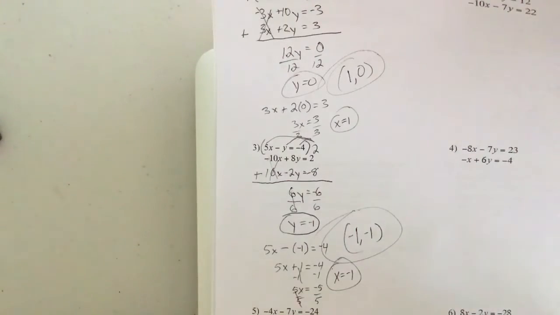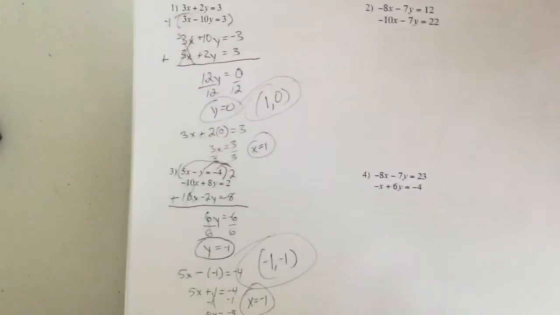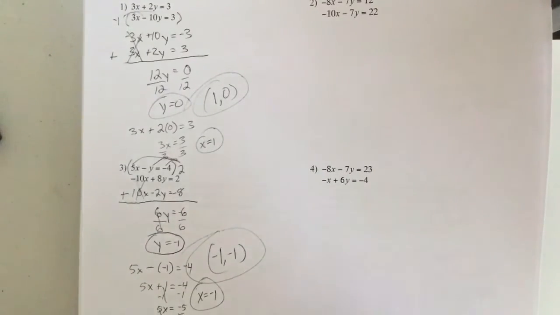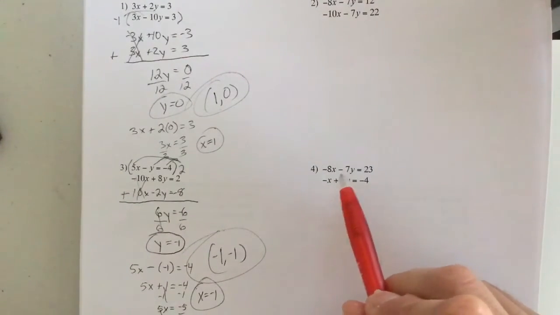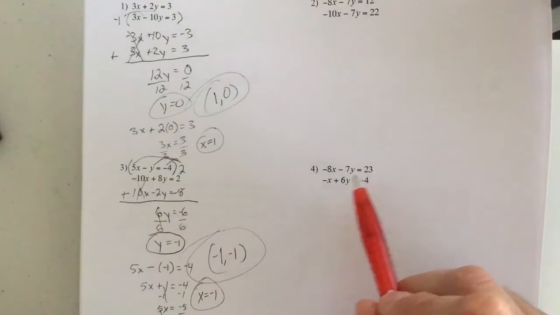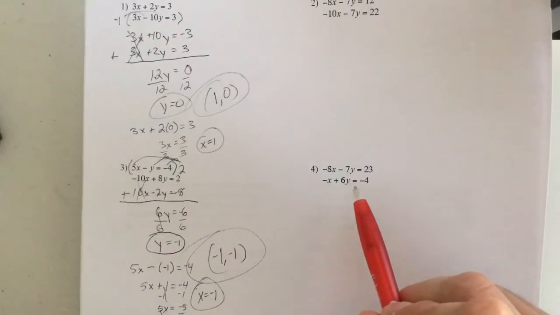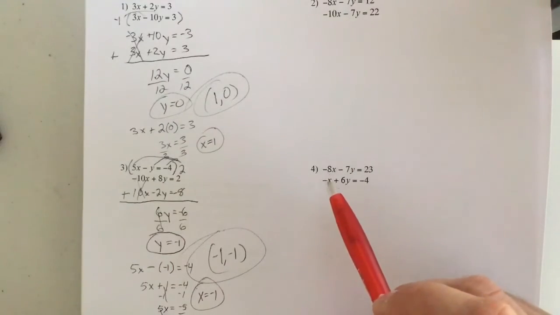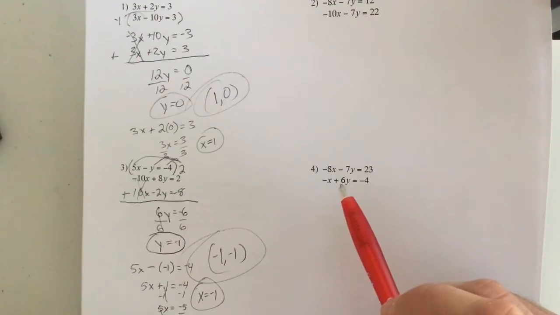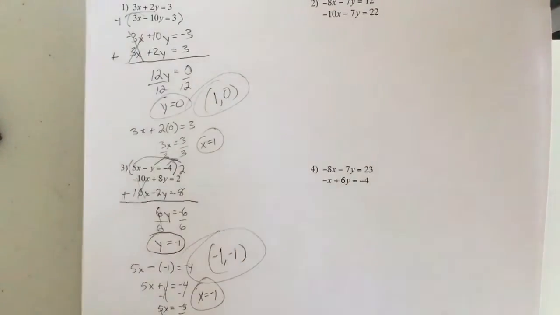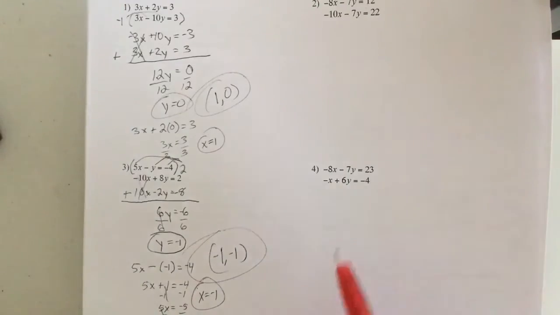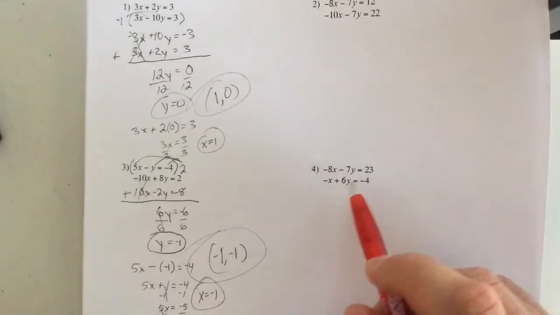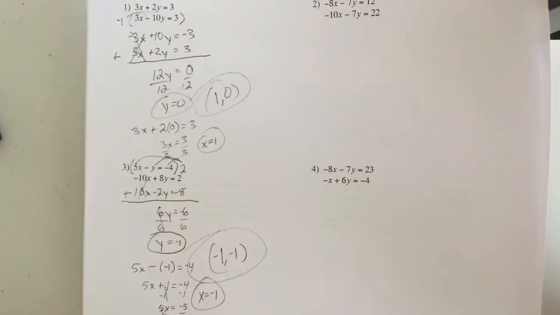Okay. So let's look over here at number 4. Negative x minus 7y equals 23. Negative x plus 6y equals negative 4. None of my variables are opposites. Negative 8, negative 1, nope. Negative 7, negative 6, nope. They're not even the same. So I'm going to have to multiply one of these equations by something to work this out.